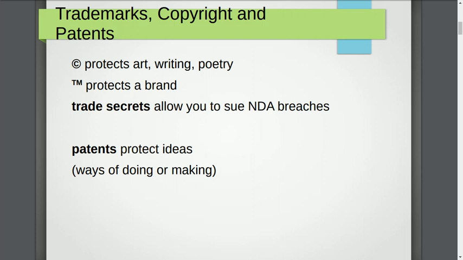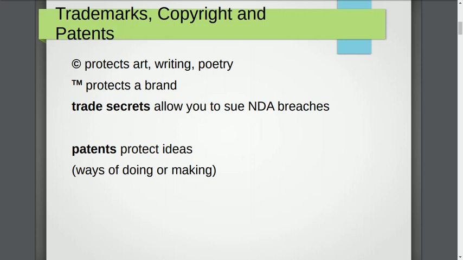Trademarks protect a brand. So if you come up with a new recipe for a fizzy drink and you give it a name, then you can trademark the name to stop other people selling fizzy drink under the same name. And finally, trade secrets are an agreement between employees and companies that allow the companies to subsequently sue you if you reveal that. So trade secrets are used for things like formulas for flavored chicken or something like that.